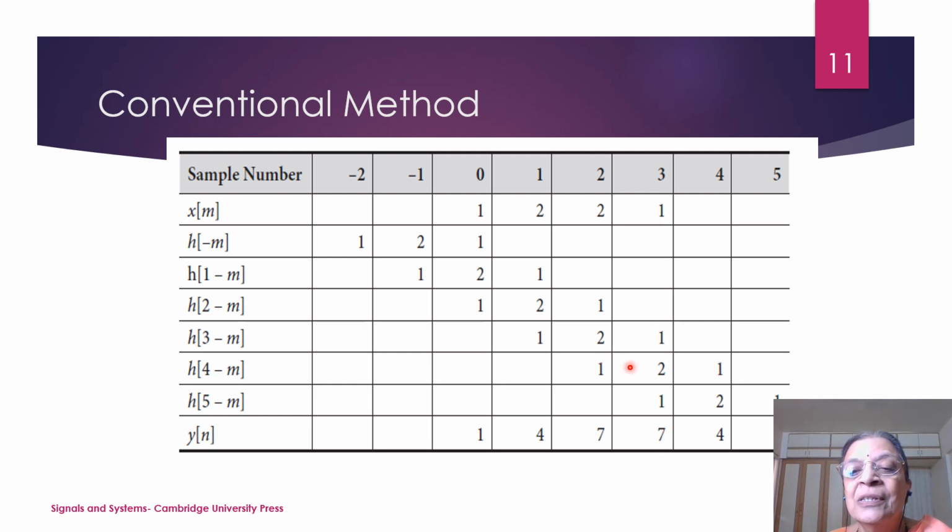At this particular instance, I again shift it towards right, so only 1 and 2 will overlap. 2 into 1 plus 1 into 2, it becomes 4. And when I shift it further, only one sample overlaps, 1 into 1, and I get the output as 1. This is our conventional method of doing the convolution.